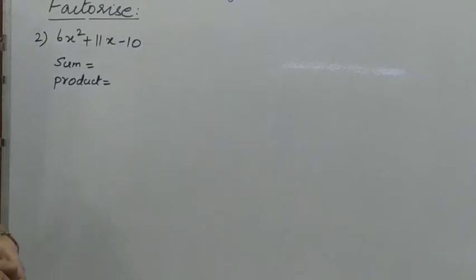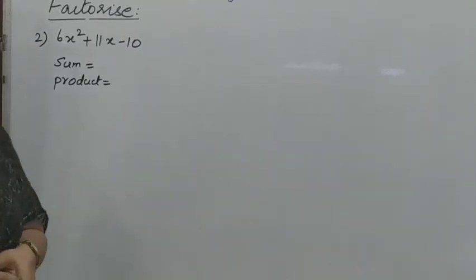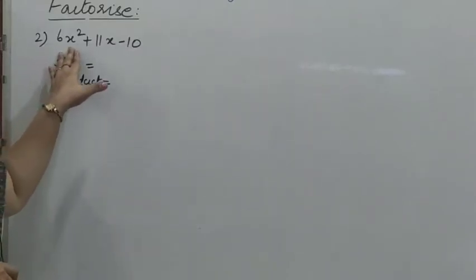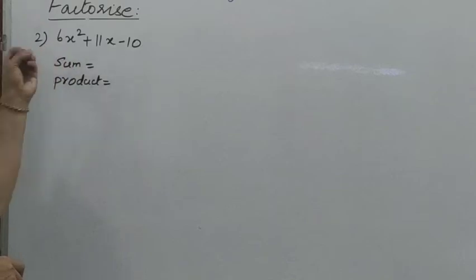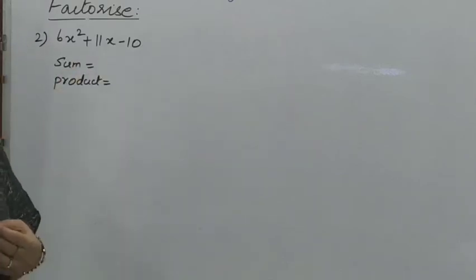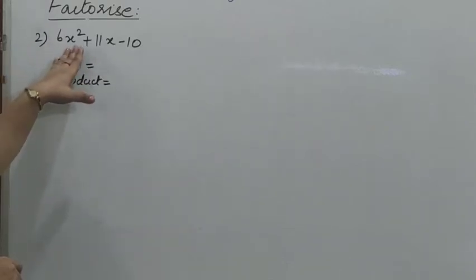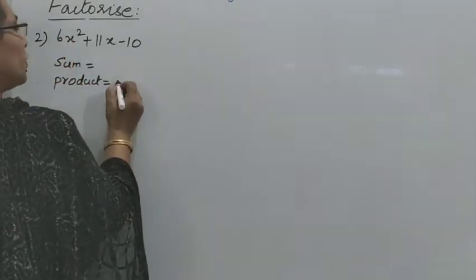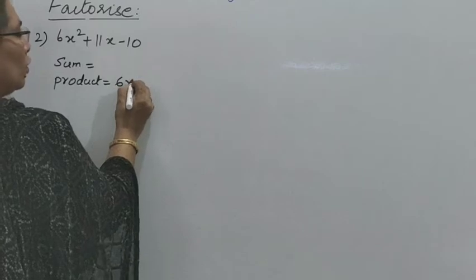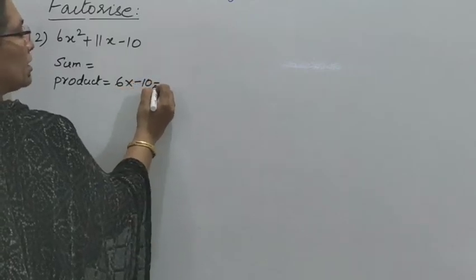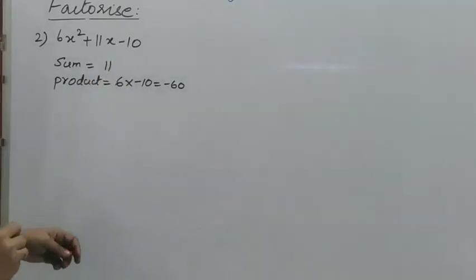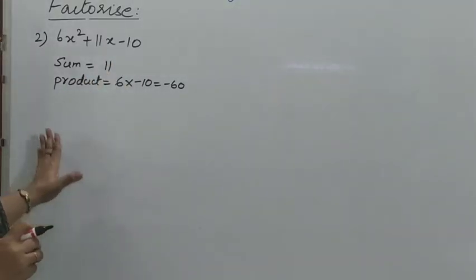Now second question, 6x square plus 11x minus 10. What is the change between this question and the previous questions? In the previous question the coefficient of x square was 1, so even if you forgot to multiply by it, your answer would still be correct. But here the coefficient of x square is 6. So while taking the product, coefficient of x square 6 into the constant minus 10, so minus 60. Sum there is no change, 11 only. Understood? This is the difference between this question and the previous question.